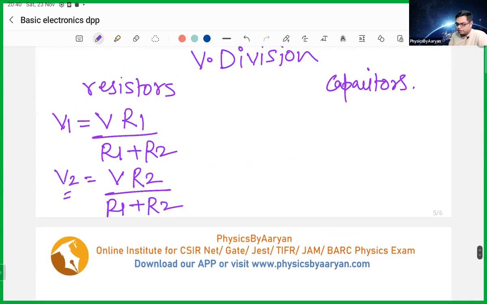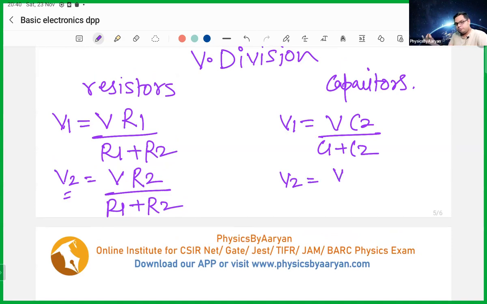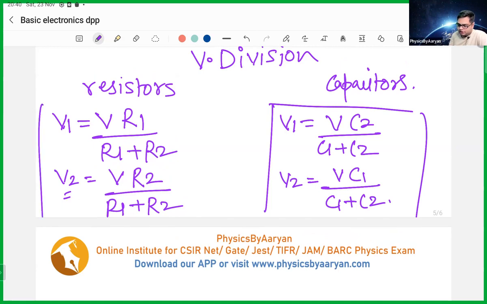In case of capacitors, the rule is reversed. If you are finding V1, you have to multiply by C2, and if you are finding V2, you multiply by C1. Always keep this in mind. Why do I need to do this? Because all of these things are basically class 11, 12, but you might have forgotten them. So this is the voltage division rule in capacitors, and this is the voltage division rule in resistors, which I taught you already.